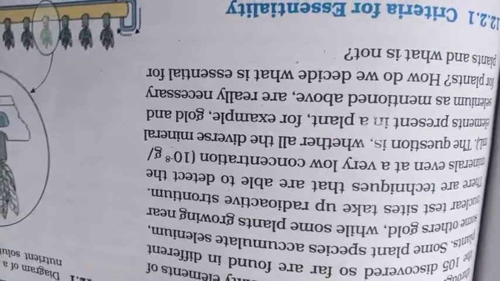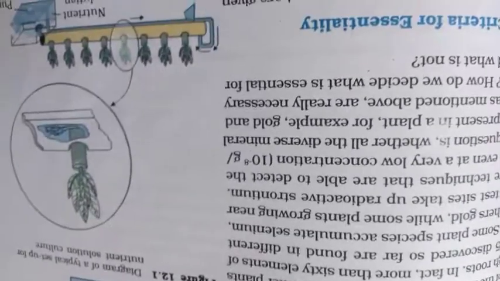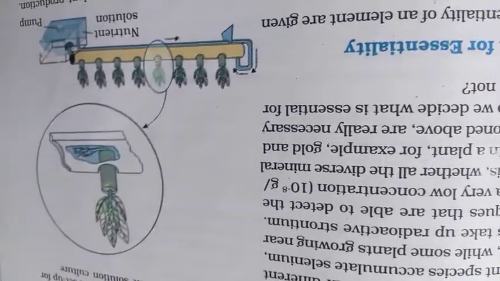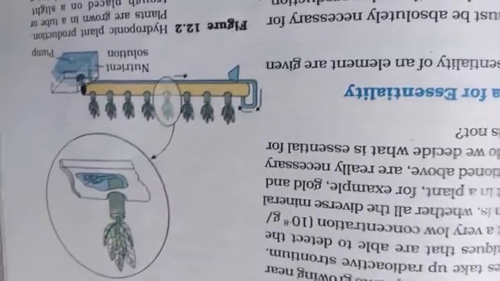And then, which element is going to be the most essential for the development of the plants? For that, we have to know the criteria for essentiality of a particular nutrient element for the proper growth and development of the plants. And different experiments were performed for this purpose.